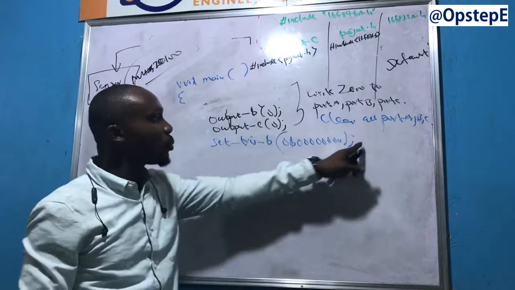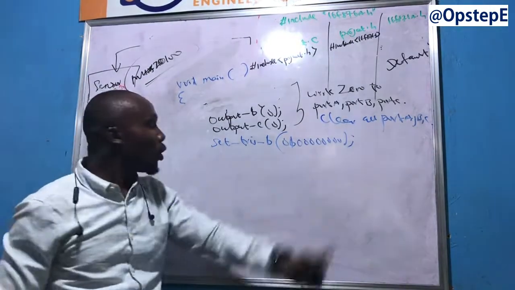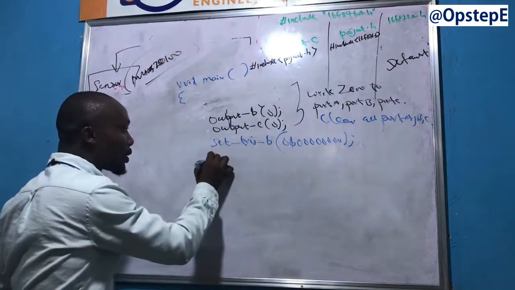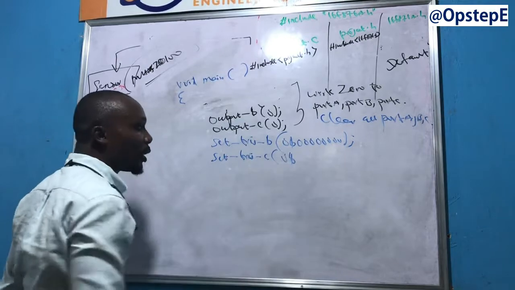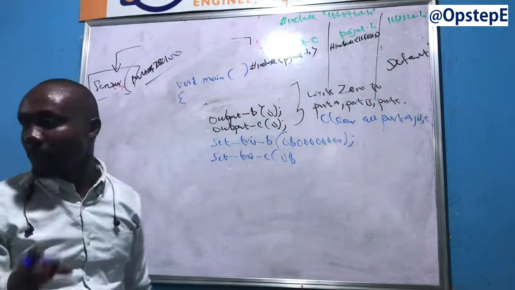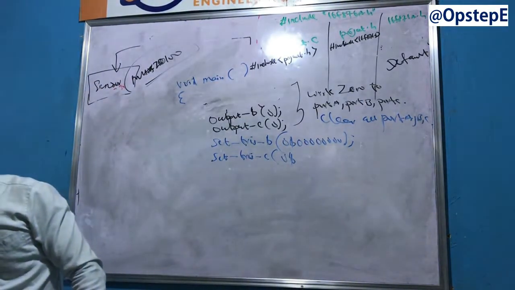Don't forget, every instruction must end with a semicolon in C. For the C, set underscore tris underscore C. Now, we are not saying there's one that needs to be input. Which one has to be input now? RC4.